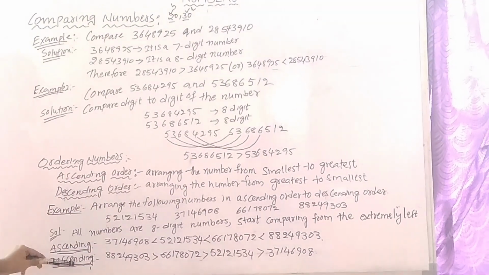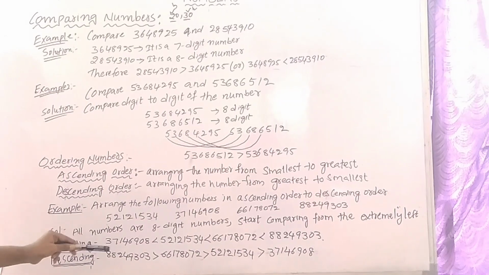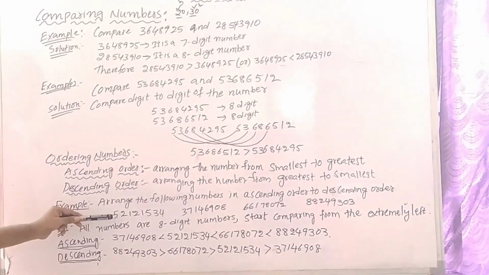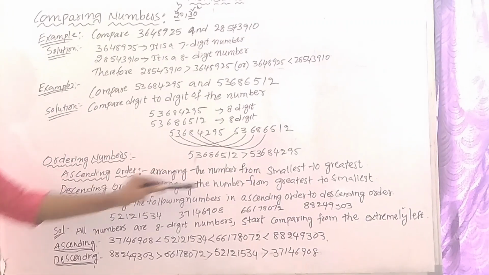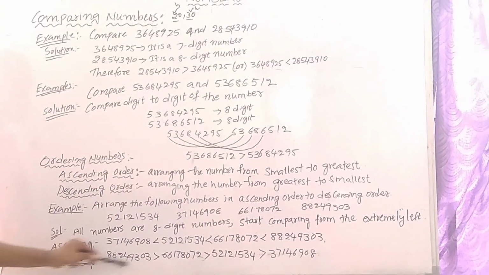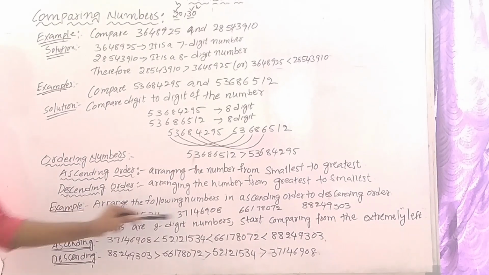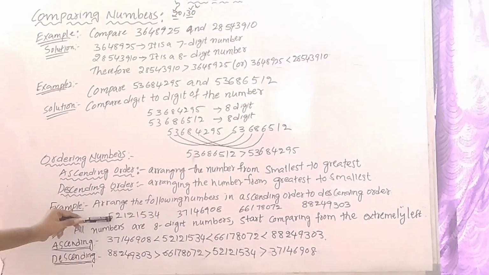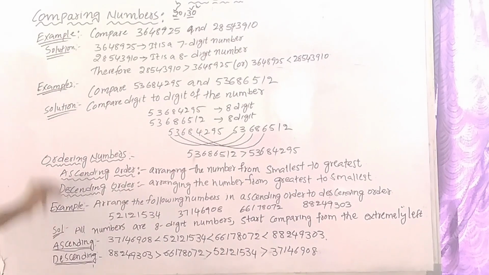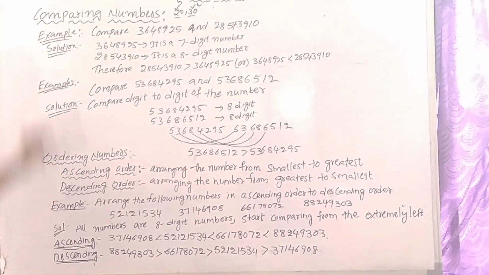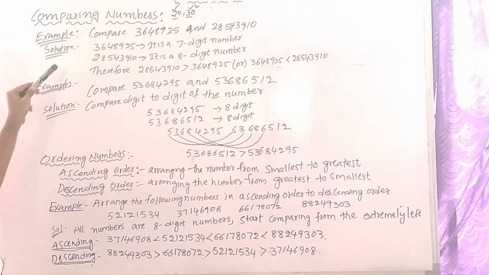Next, descending order means greatest to smallest. We have to choose which is the greatest number. 5, 3, 6, 8, which is the greatest number? 8, so first put the 8 digit number. Next, which is the greatest? 6. Next, which is the greatest? 5. Next 3. This is the ascending order and descending order. This is comparing numbers.